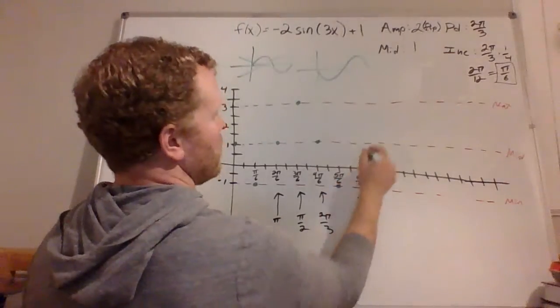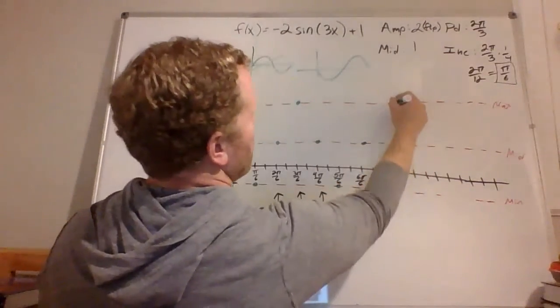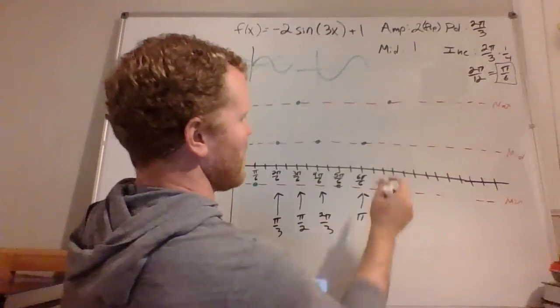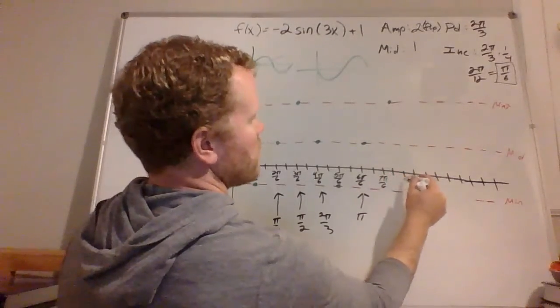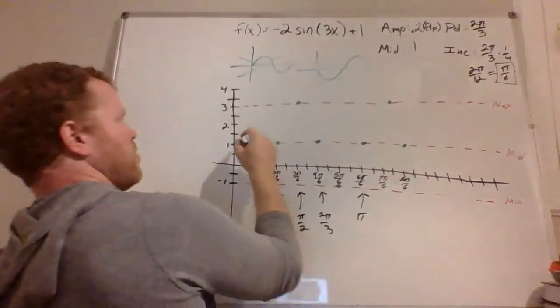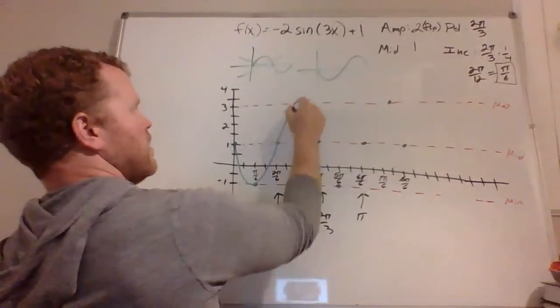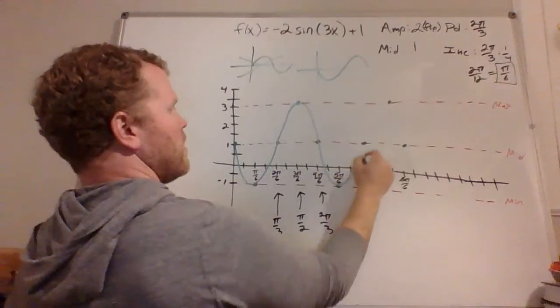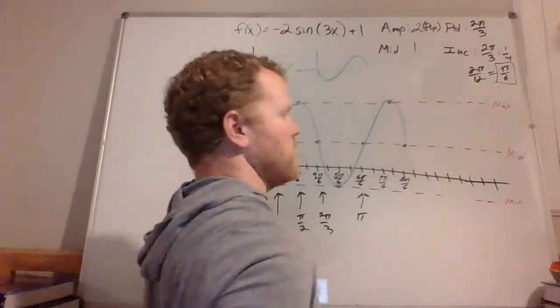So it should be here, then here, then here. That would have been 7 pi over 6. And this one would have been 8 pi over 6, which would finish our second cycle. Make sure you're graphing 2 periods. But other than that, I think this looks fine.